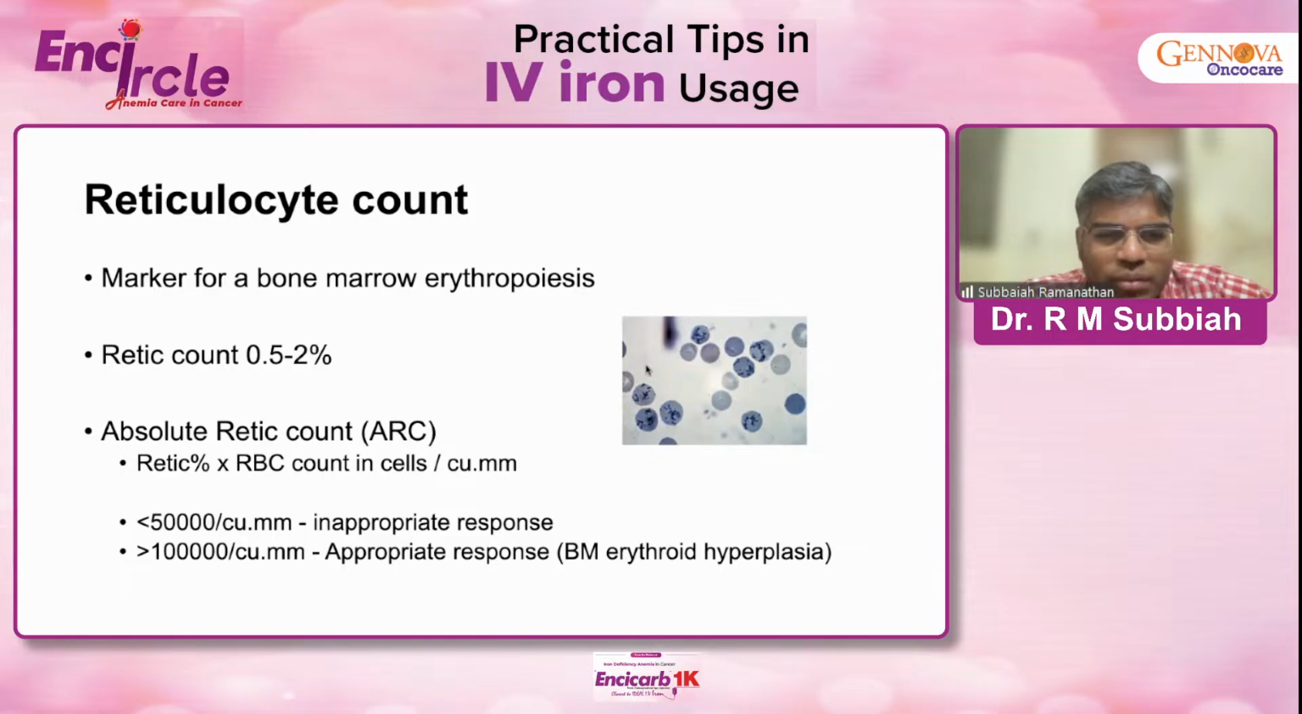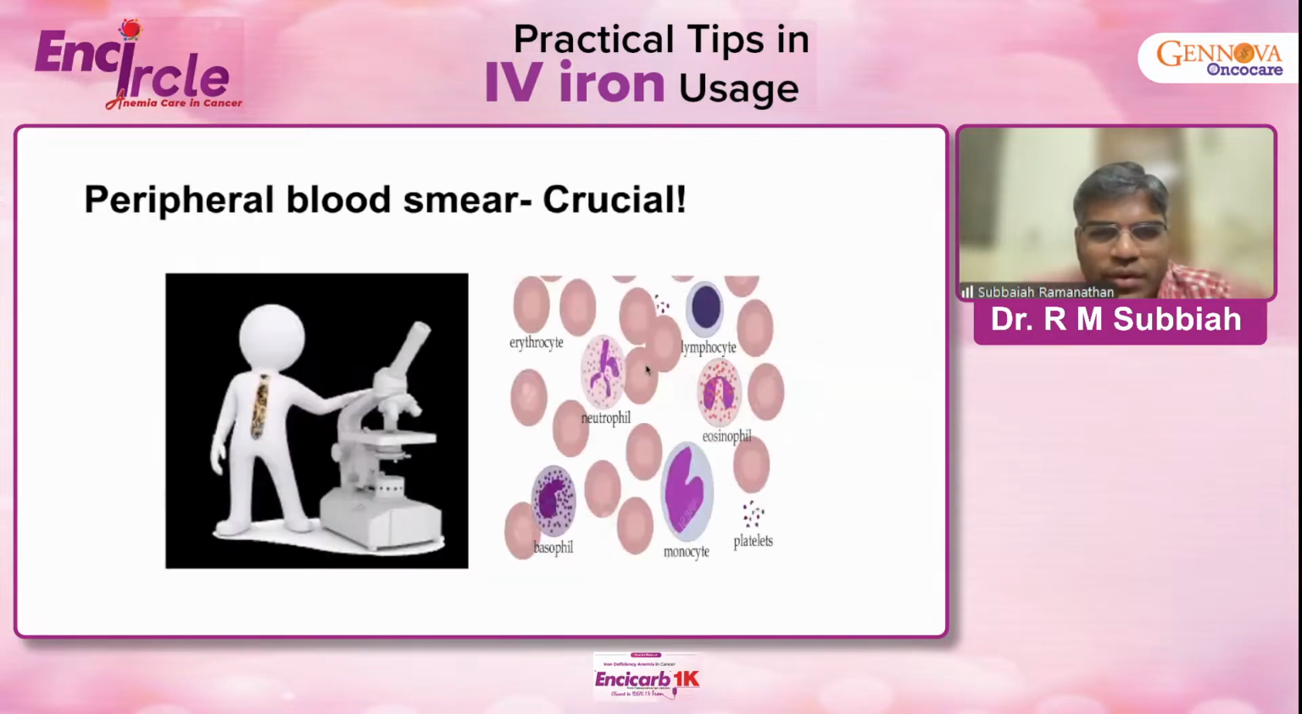The factory is in a pathological state. It could be fibrosis, infiltration, dysplasia, or aplastic anemia. When it's more than a lakh per cubic microliter or cubic millimeter, the response is appropriate, and bone marrow will just show you erythroid hyperplasia, and nothing more will be there on the bone marrow examination.